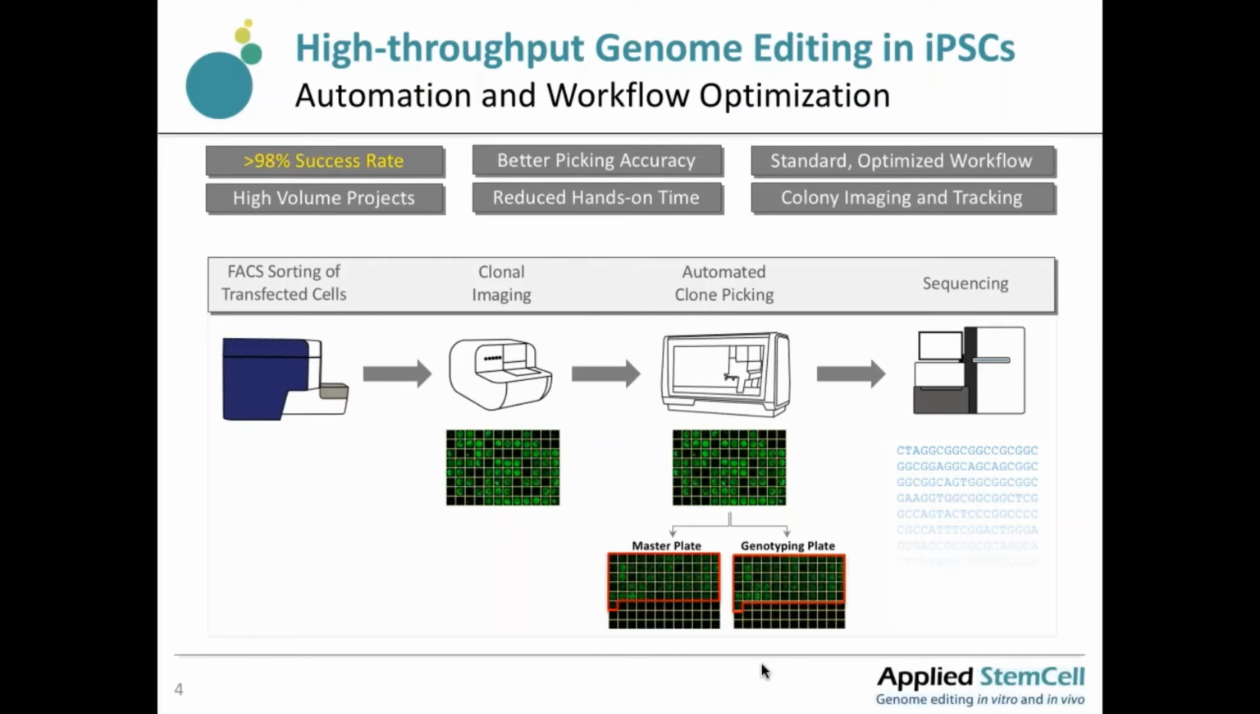So this automated process workflow not only increases the productivity and the scale of our gene editing process, we also have achieved very high success rate, which is up to 98%. And this also avoids human errors if they were done by manual method.